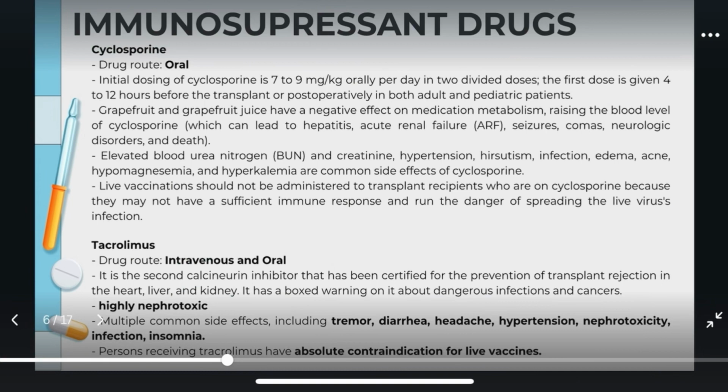Second is tacrolimus. The drug route is intravenous and oral. It is the second calcineurin inhibitor that has been certified for the prevention of transplant rejection in the heart, liver, and kidney. It has a boxed warning about dangerous infections and cancers. It is highly nephrotoxic. Common side effects include tremor, diarrhea, headache, hypertension, nephrotoxicity, infection, and insomnia. Persons receiving tacrolimus have absolute contraindications for live vaccines, same as cyclosporin.